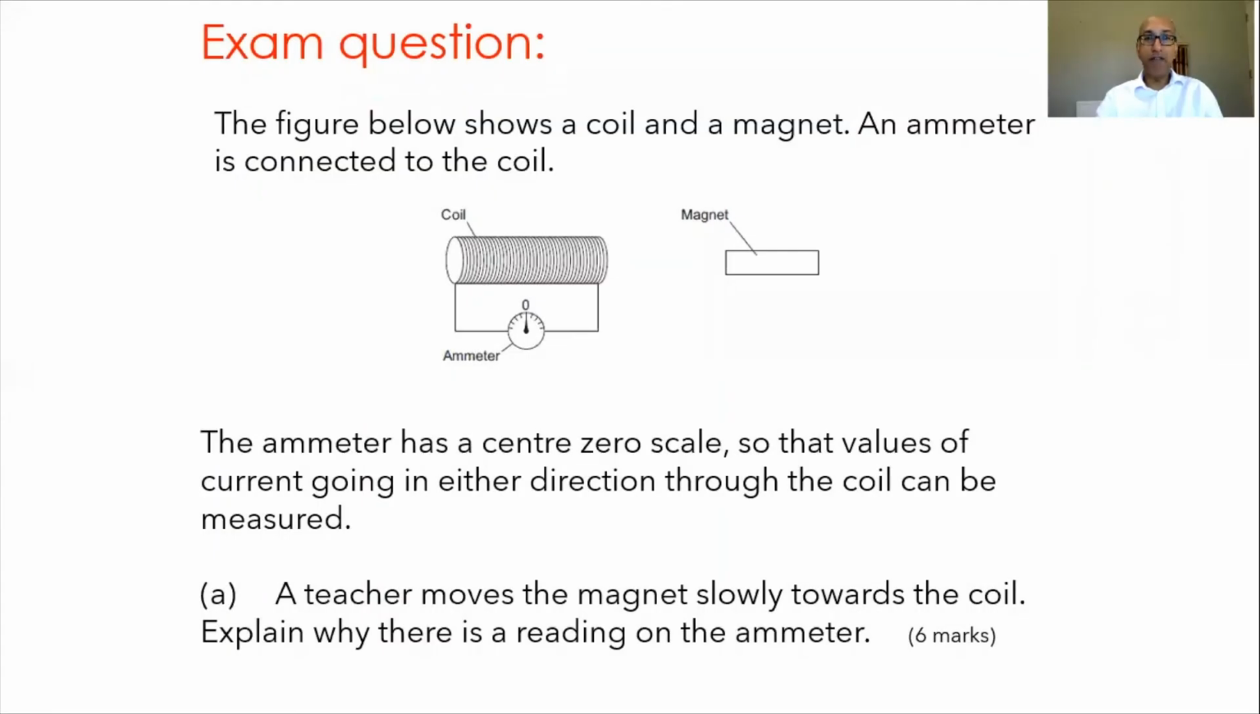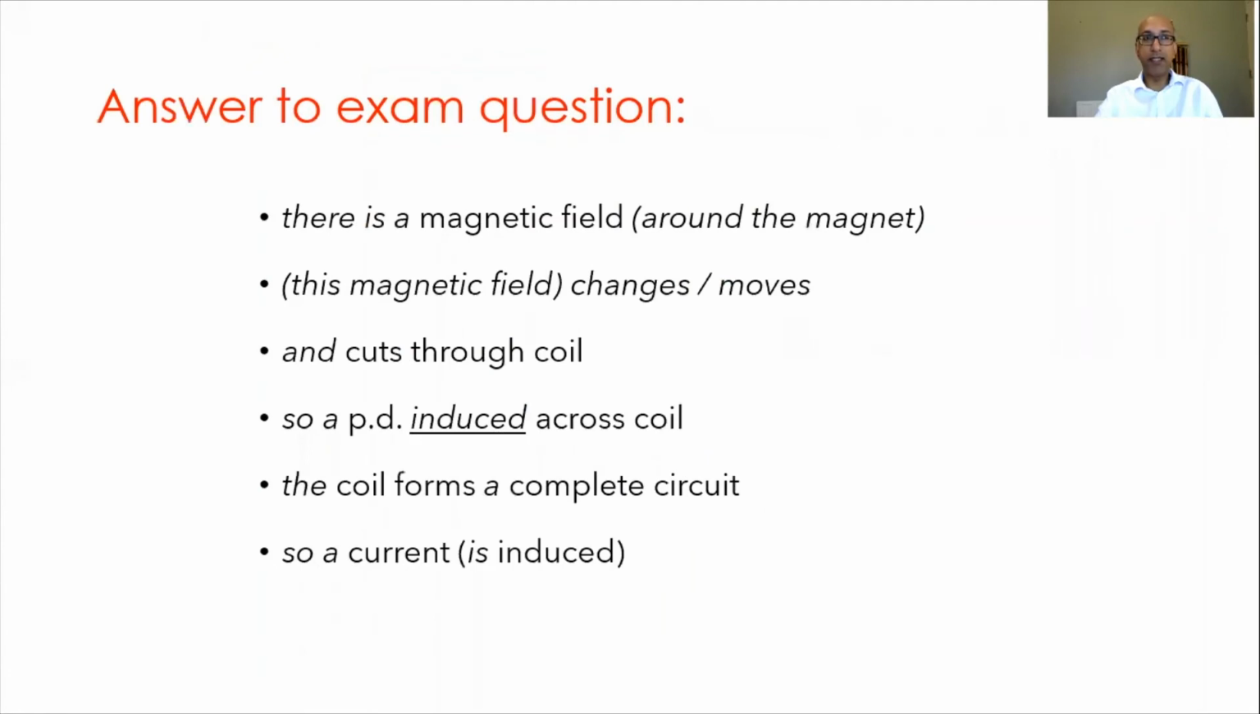Let's go back and have a look at the exam question. Firstly, students need to highlight that there is a magnetic field around the bar magnet. As the magnet moves, the magnetic field will also move. This will get them the second mark, and cuts through the coil, which gets them the third mark. Alternatively, you can say that the coil is experiencing a changing magnetic field. This induces a potential difference across the coil. Students are expected to use the correct terminology here. The final 2 marks are for realizing that we have a complete circuit, and so an induced current will flow through the wire.